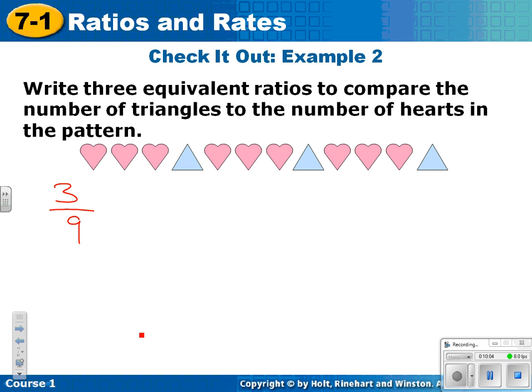It's just like equivalent fractions. Multiply top and bottom by something. Anything. Sure. Times 2. Times 2. 6 to 18. Give me another one. 1 to 3. What? Sure. 12 to 36.